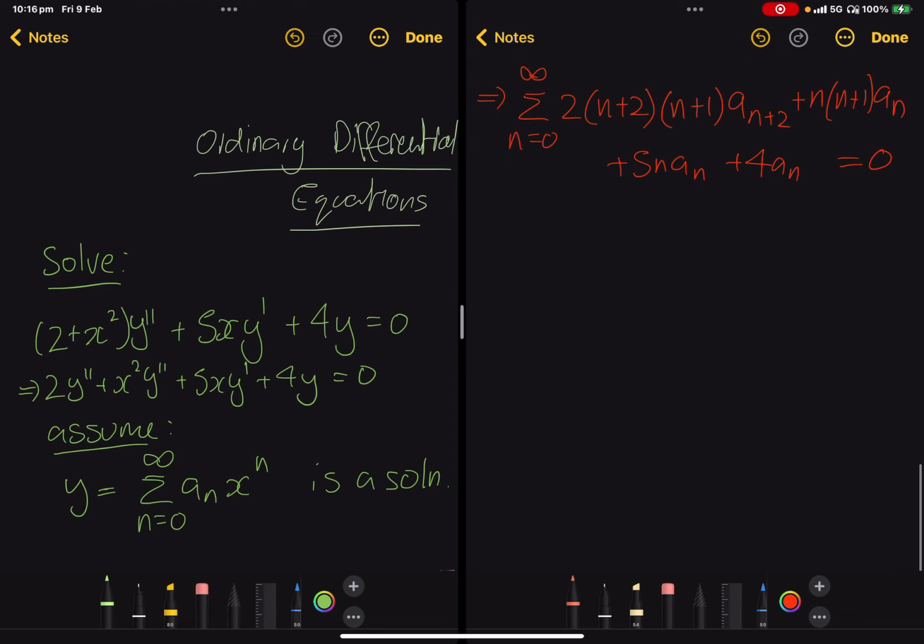So now what we're going to start to do is start subbing in n values, because if this is equal to 0, the sum of terms is all equal to 0, and so we are going to let each term equal 0. So if n is equal to 0, this implies that the first term becomes 2 times 2 times 1, which is 4. So this is 4a2. The next terms go to 0.